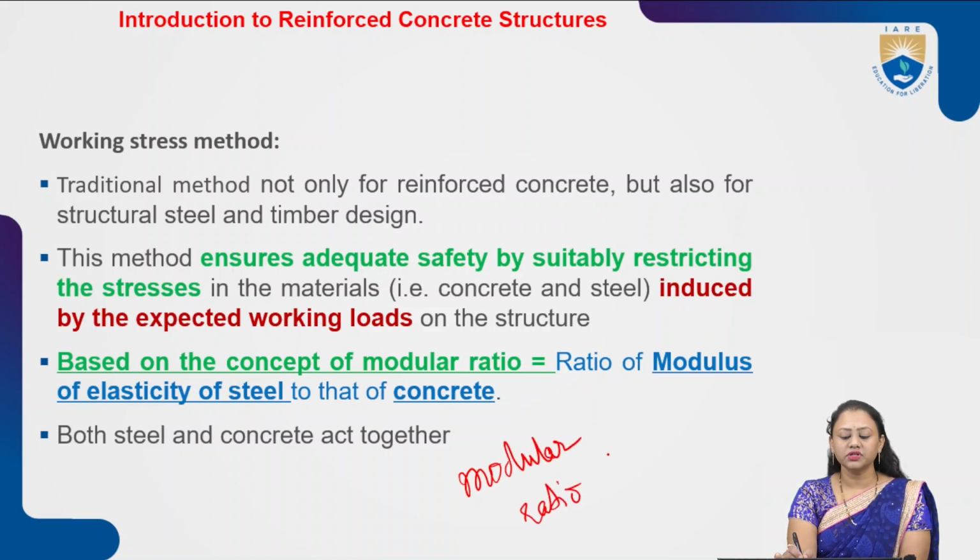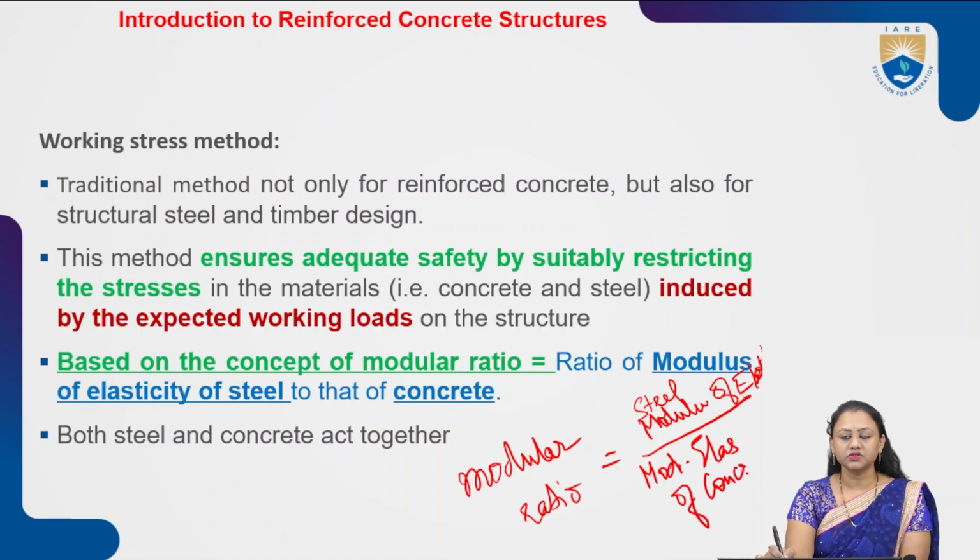Modular ratio is equal to the ratio of the modulus of elasticity of steel divided by the modulus of elasticity of concrete. So this is the modular ratio.